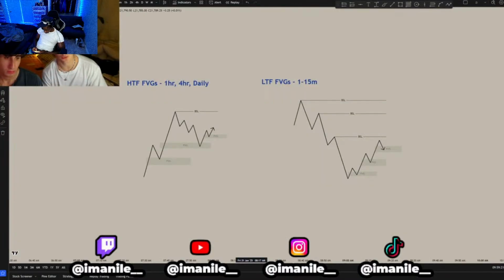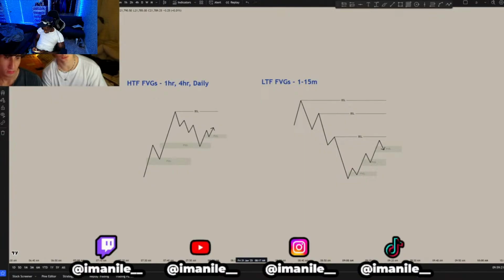Really, to simplify this, if you see price respecting bullish fair value gaps in the higher time frame, you can expect it to trade towards something like previous day highs or previous week highs. Those are some buy side levels. If you see price respecting bullish fair value gaps on the 1 minute chart, the 5 minute chart, or the 15 minute chart, you can expect price to trade to those buy side liquidity levels on the lower time frame.